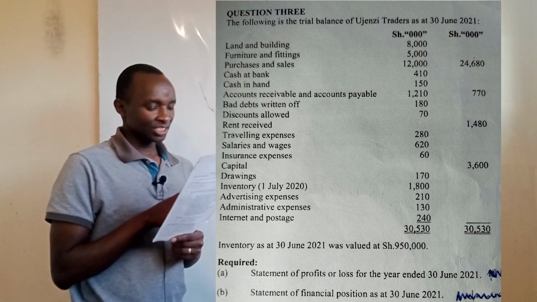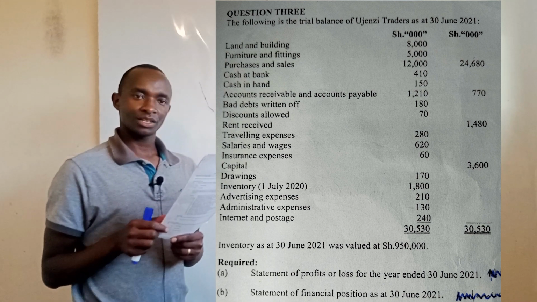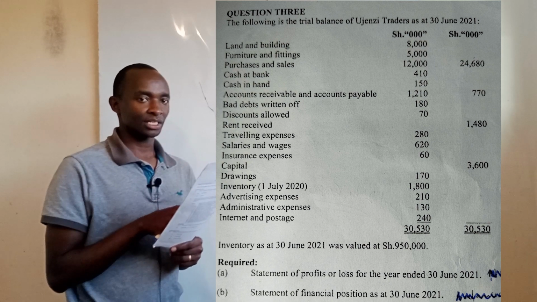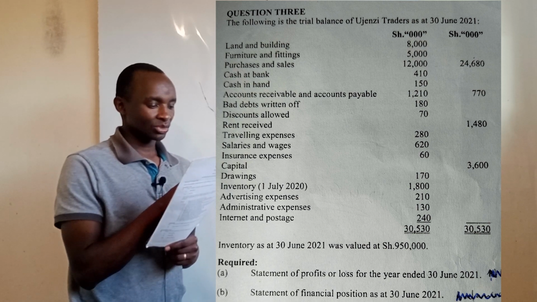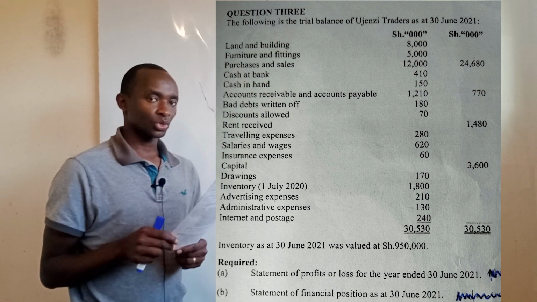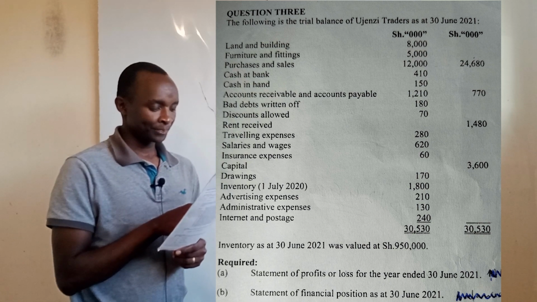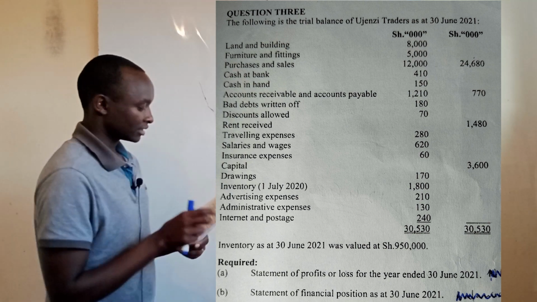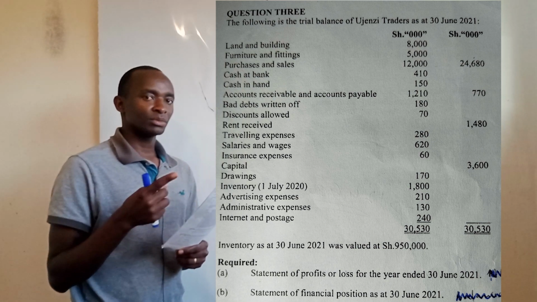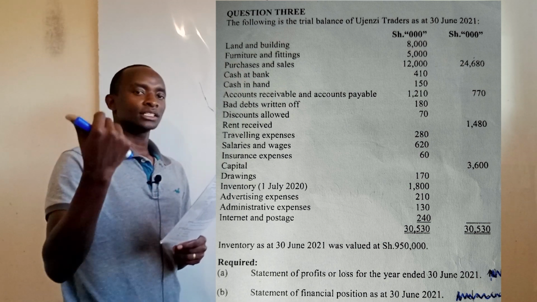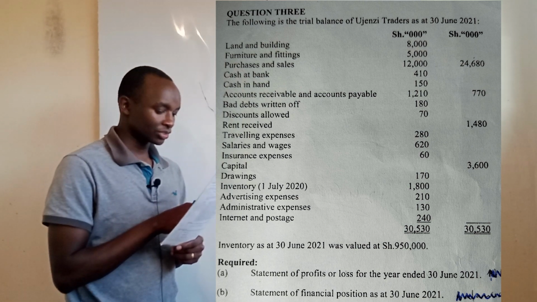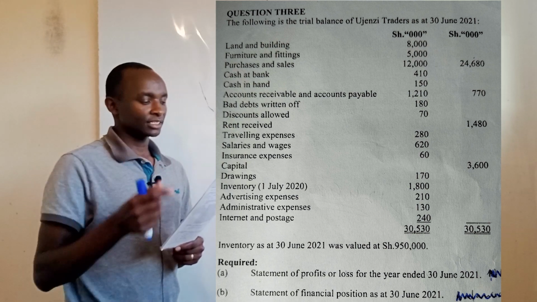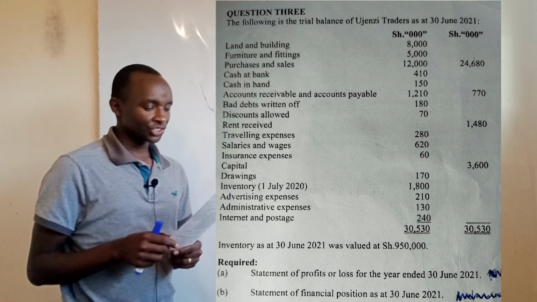So that means the inventory that is outside the trial balance is known as the closing inventory. You'll not find the closing stock inside the trial balance. What you'll have as the stock in the trial balance is the opening stock and not the closing stock. That's why you find the closing stock is outside the trial balance, right? Reason being, this closing stock will form part of the cost of sales of the Ujenzi Traders in the next financial year.